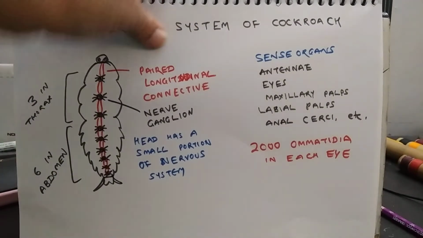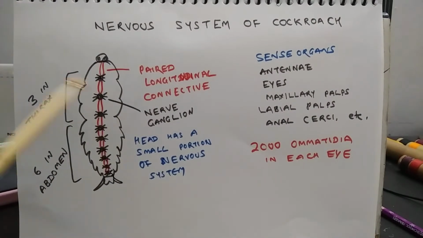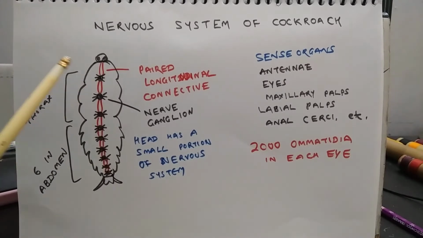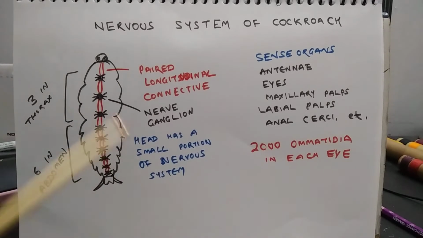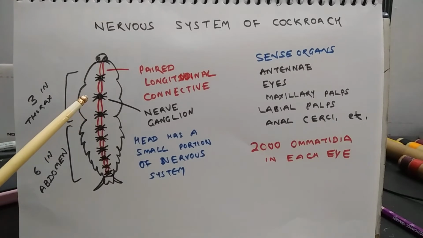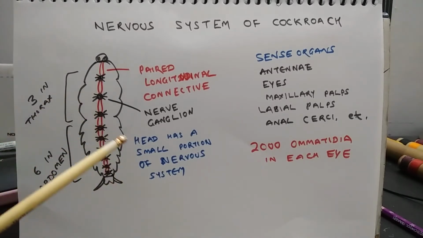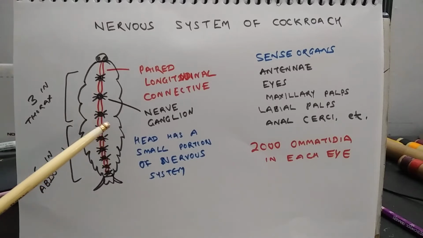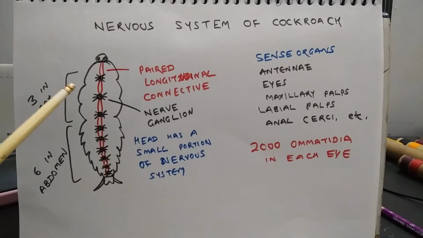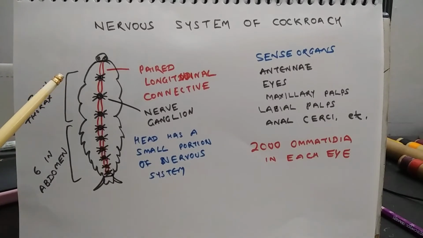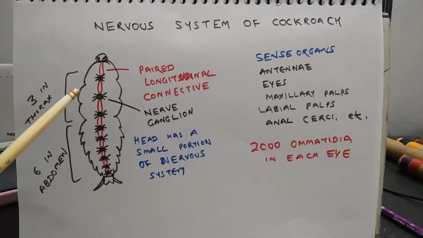The nervous system of cockroach is composed of several nerve ganglia and a paired longitudinal connective. The paired longitudinal connective is like a wiring which connects the nerve ganglia. So, there are 3 nerve ganglia in the thorax. Ganglia is plural, ganglion is singular, and 6 nerve ganglia in the abdomen. The head of the cockroach has a small portion of the nervous system, and the major portion lies in the body, and that is why even if you chop off the head of a cockroach, the cockroach will survive for around a week or 10 days.